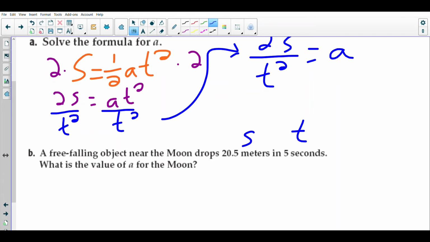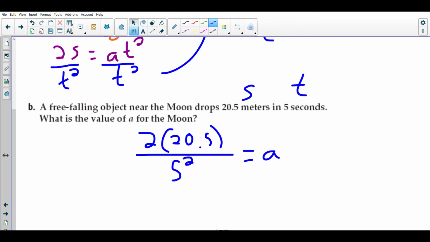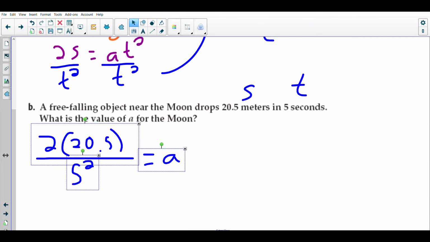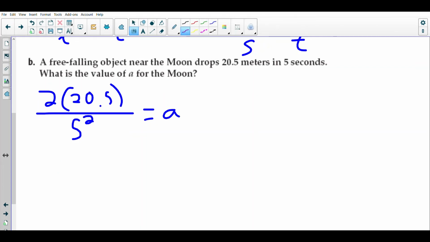So I have 2 times s, which is 20.5, divided by t, which is 5 quantity squared, and that's equal to a, the acceleration. Now I'm just going to do some simple math. I might have to grab my calculator for this. Okay, so here we go. 2 times 20.5, that's 41. So I have 41 all over 5 squared, which is 25, is equal to a.